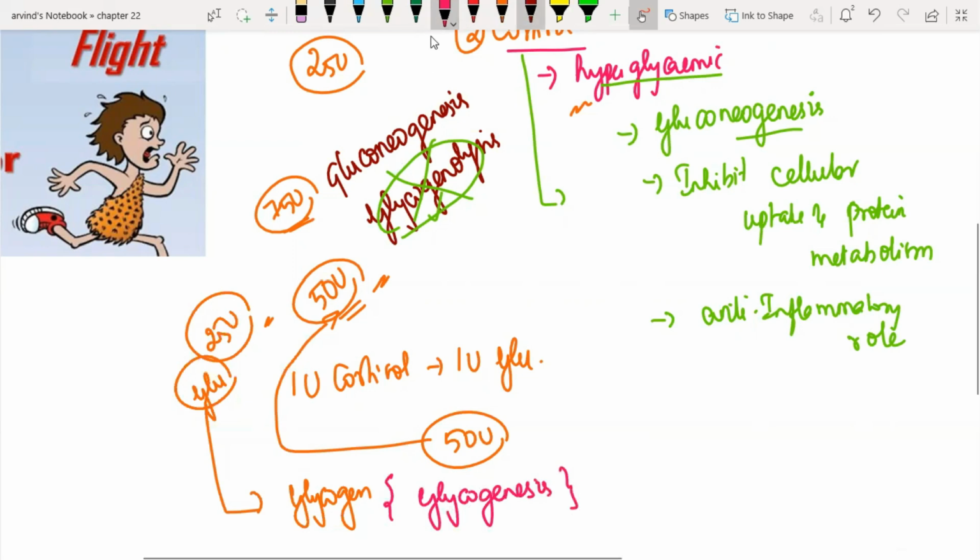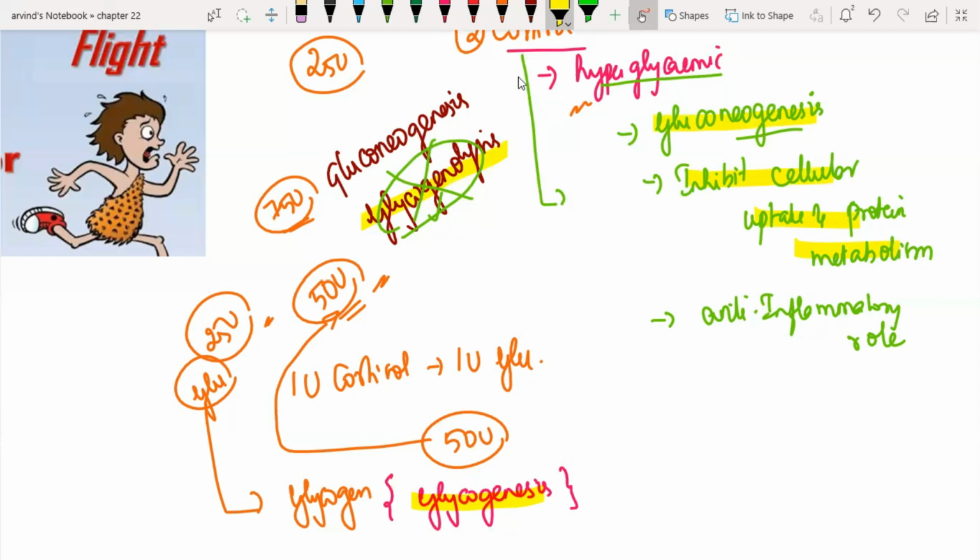Okay, so this point is not important for your NEET exam, but this point is important. It is not going to stimulate glycogenolysis. So it is going to stimulate gluconeogenesis, inhibit cellular uptake and protein metabolism. All these I can say. But please do not utter a word on glycogenolysis.